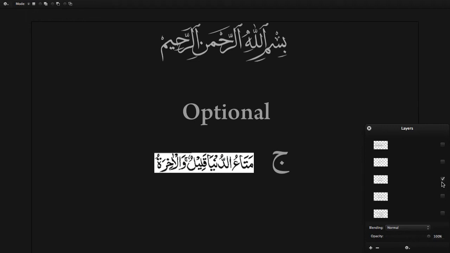Now another one is optional. Waqf jaiz: mata'ud dunya qalil. So if I want to stop there, I can because there's a jim, and if I don't want to, I can continue. It's optional. Mata'ud dunya qalilun wal akhiratu. So I can continue or pause.